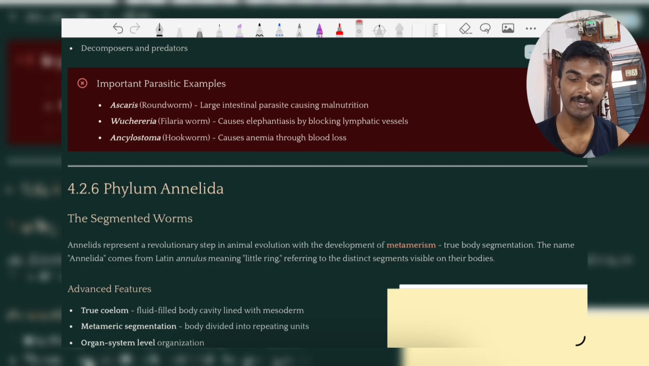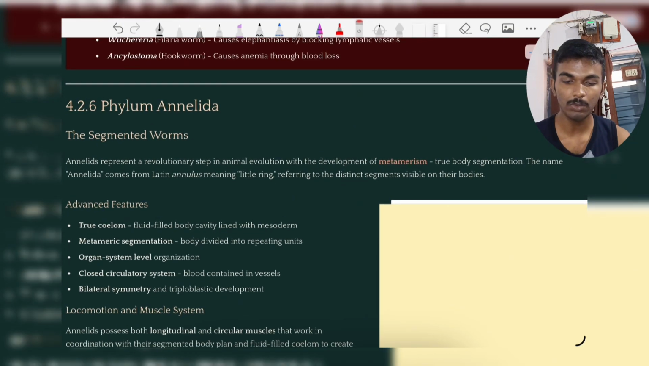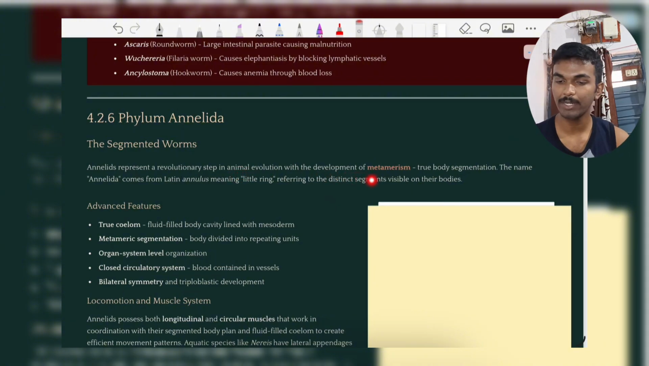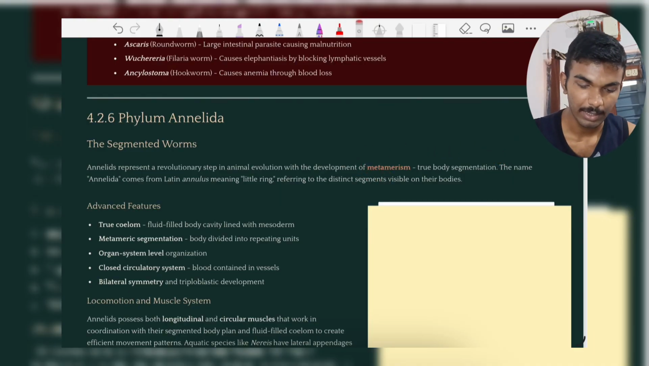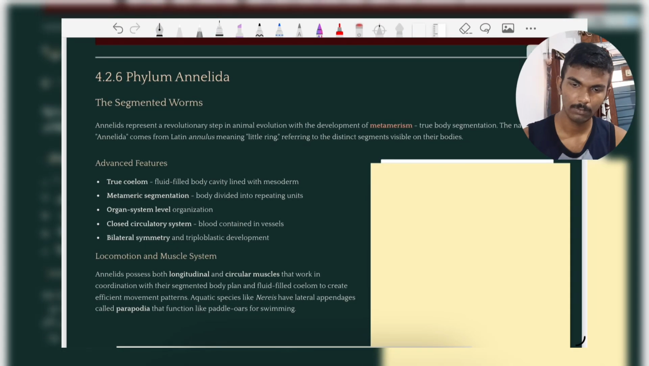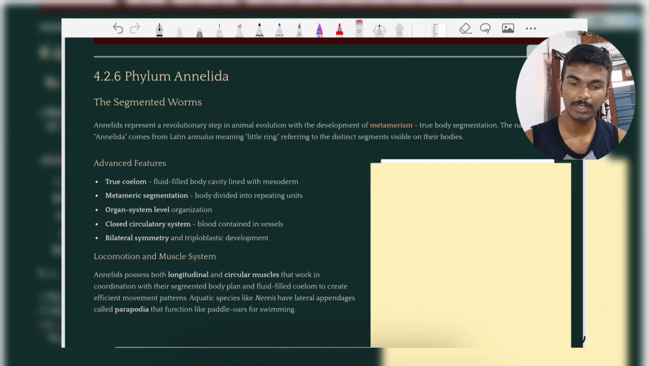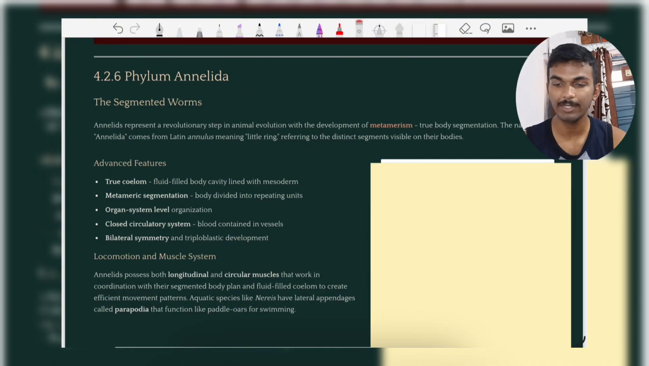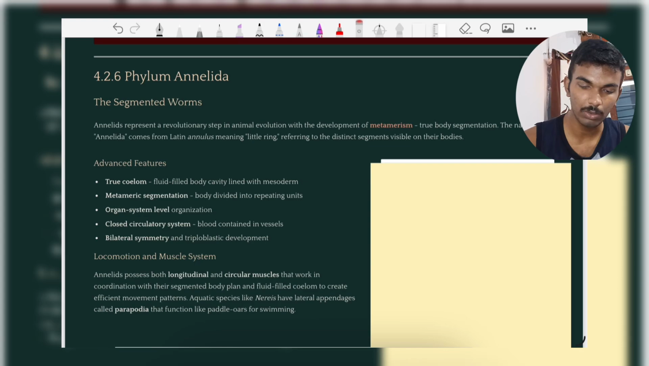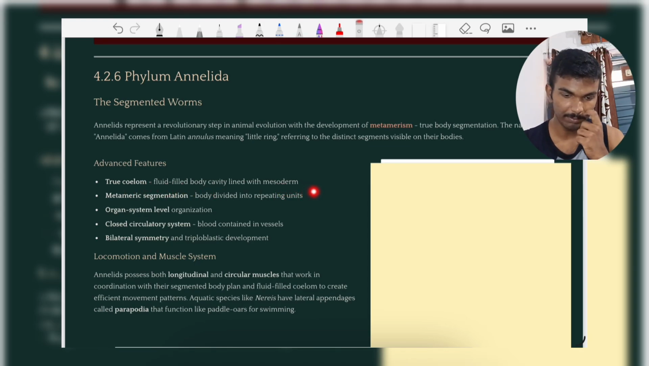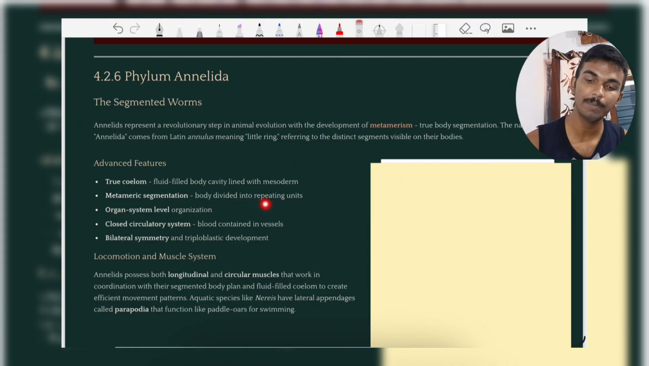Phylum Annelida, the segmented worms. Annelids represent a revolutionary step in animal evolution with the development of metamerism, true body segmentation. The name Annelida comes from Latin annulus, meaning little ring, referring to the distinct segments visible on their bodies. Advanced features: true coelom, fluid-filled cavity, body cavity lined with mesoderm. Metameric segmentation, body divided into repeating units.